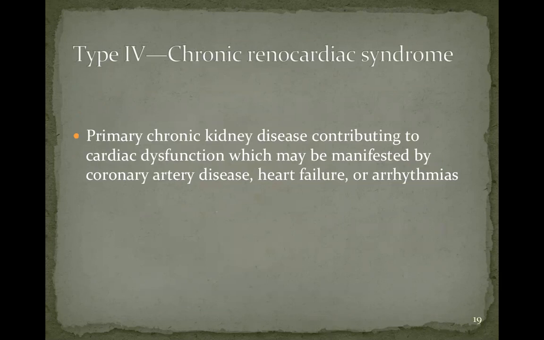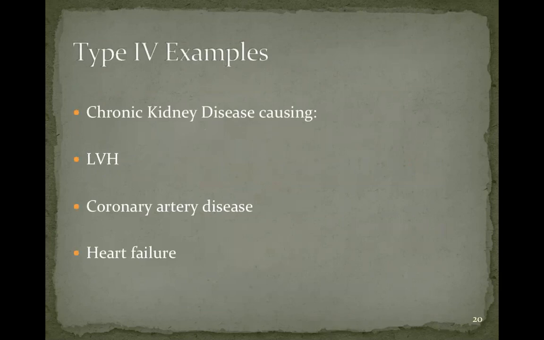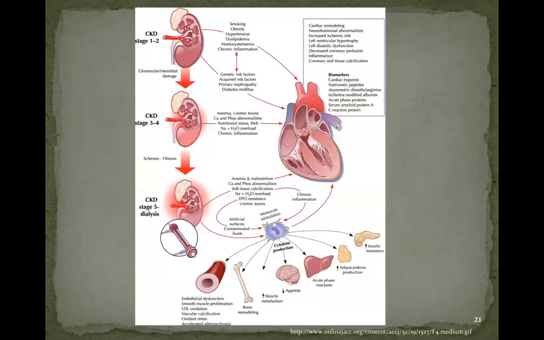Type 4 CRS includes chronic renal cardiac syndromes. It is primarily chronic kidney disease contributing to cardiac dysfunction, which can also manifest as coronary artery disease, heart failures, and subsequent arrhythmias. Some examples you'll see of type 4 that begin with chronic kidney disease will be subsequent damage to the cardiac cycle, including left ventricular hypertrophy, coronary artery disease, and heart failure, as discussed.